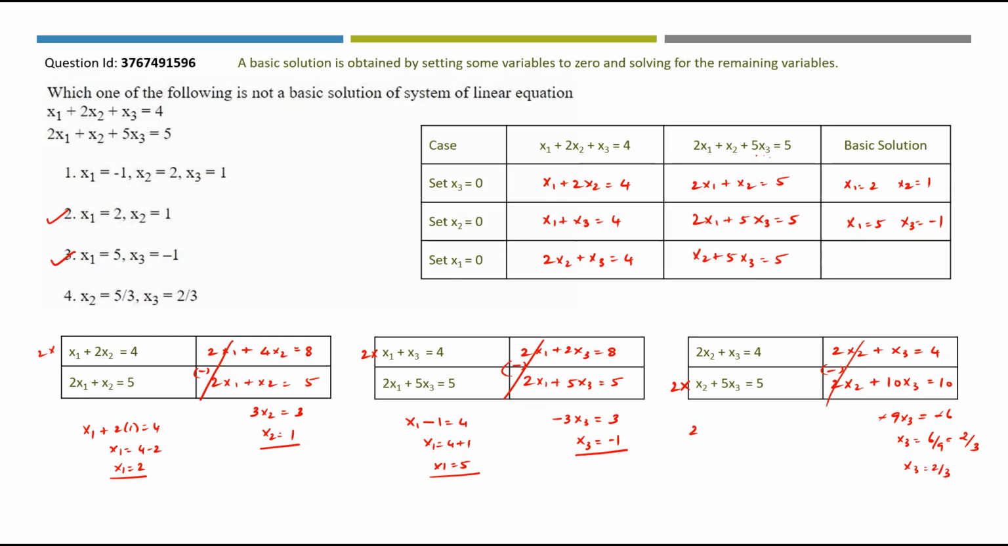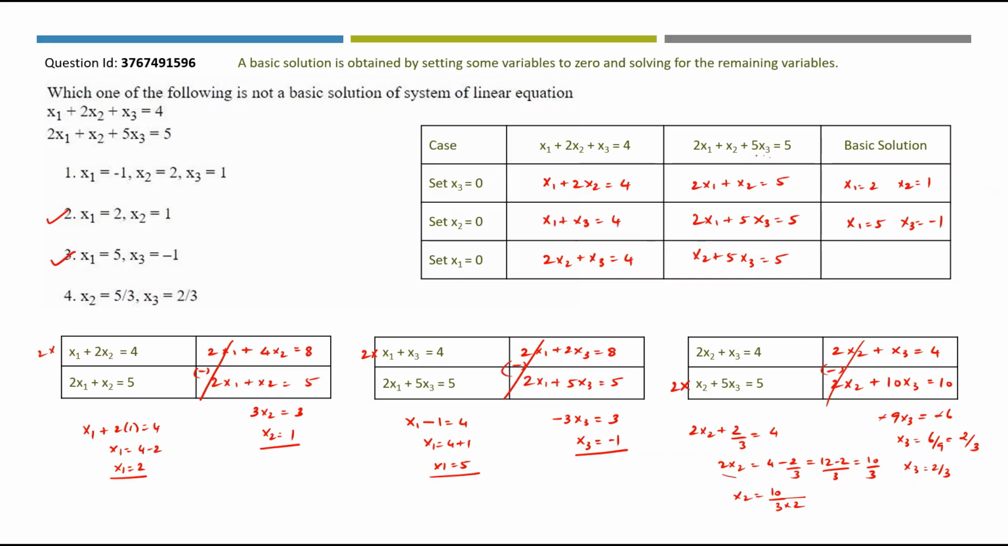Now we will substitute in 2x2 + 2/3 = 4. 2x2 will be 4 - 2/3. When you take the LCM, it is 4 into 3 is 12. 12 - 2 by 3, which will give 10/3. Now x2 will be 10/3 divided by 2 here.